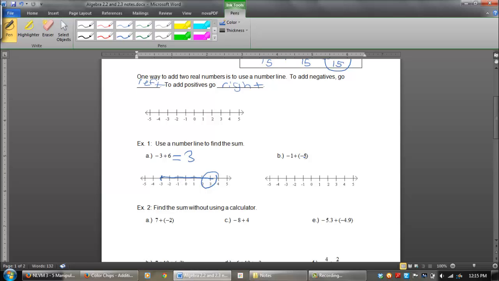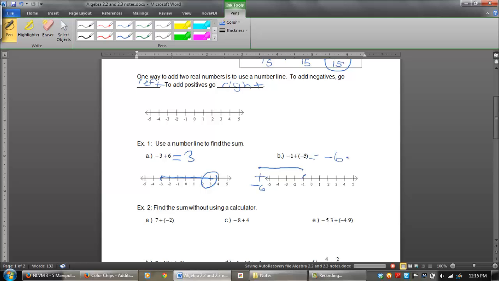Look at the next one. We have -1 plus -5. We start out at -1. And then it says to add a -5. That means we go left 5 units. So we go 1, 2, 3, 4, 5. But that's going to take us out here to -6 on the number line. I didn't have enough of that number line ready. So the answer to this is -6.